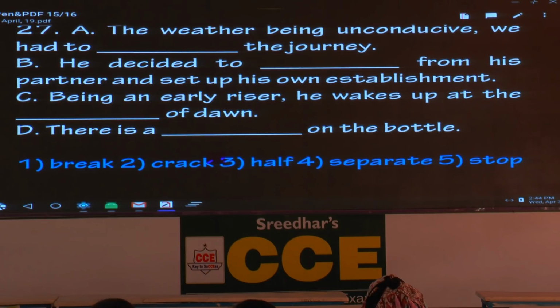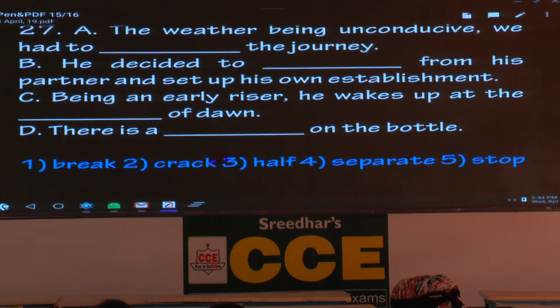But there is a break on the bottle, or there is a crack on the bottle. It goes only with three sentences, not the fourth one. Now we'll see the word crack. Had to crack the journey? No. He decided to crack from his partner? No. Being an early riser, he wakes up at the crack of dawn. Crack of dawn also? No. But there is a crack on the bottle. It goes with the fourth sentence.